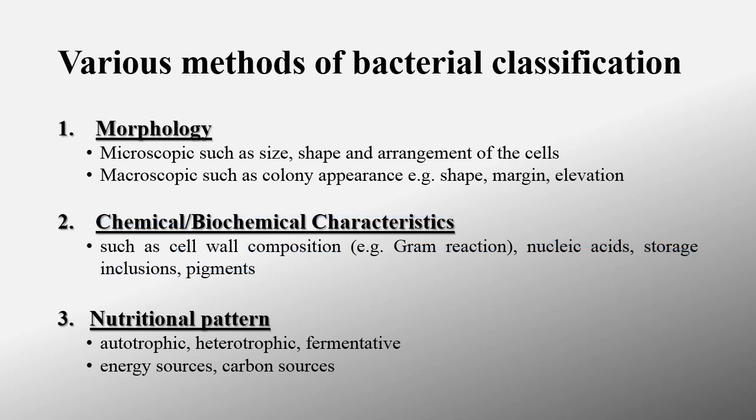Okay, the third way of bacterial classification is nutritional pattern. You can identify or classify bacteria based on whether they are autotrophic, heterotrophic or fermentative. So you can identify them based on their energy source and also their carbon source.